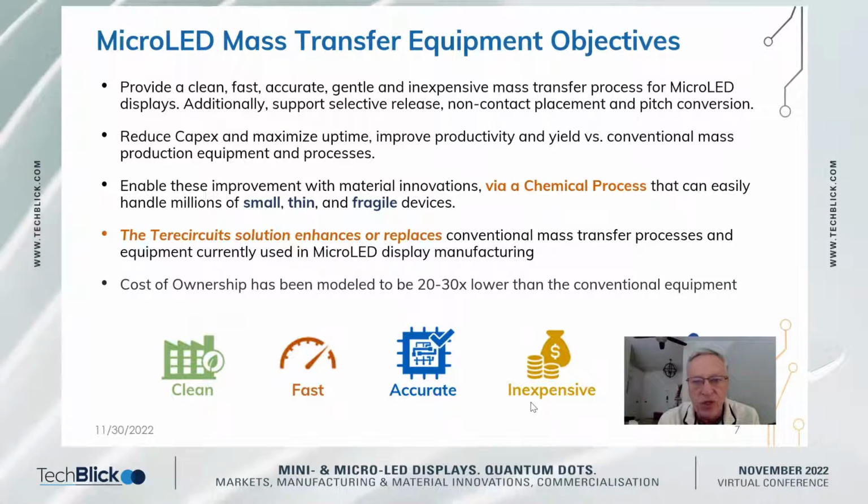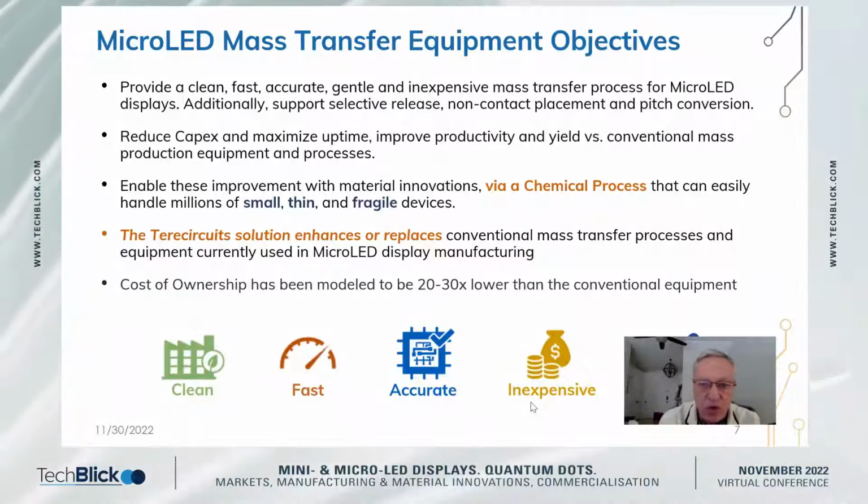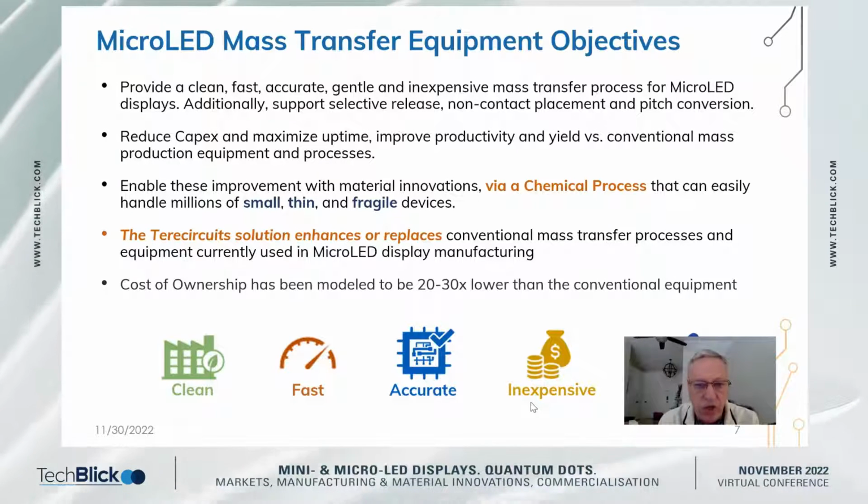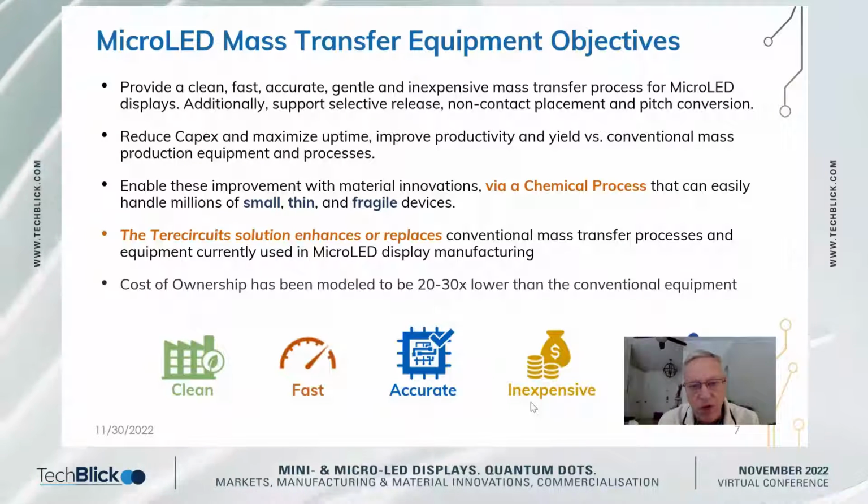You also need a process that's inexpensive. If it costs too much, you don't have a commercially viable process. And there's other features you'd like to have, like selective release. You'd like to be able to eliminate components that are known bad. Non-contact placement for getting components placed around taller components that may already be in place. And of course, pitch conversion, because for a large-scale display, the fabrication pitch is far too dense for what's required to give you the appropriate pitch for something like, for example, a television.